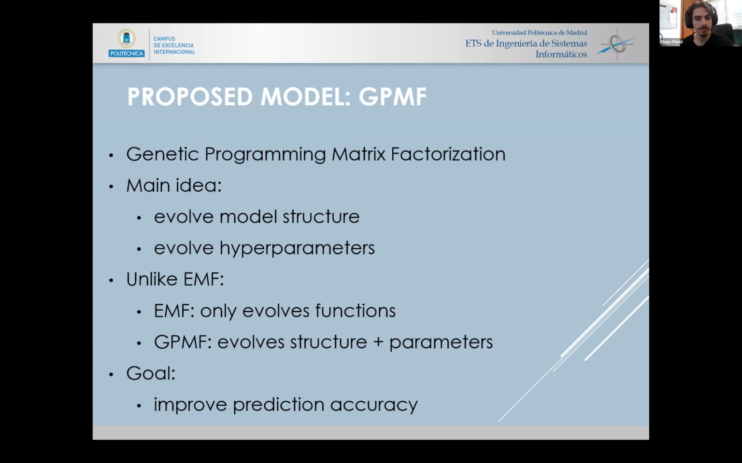To overcome the limitations of EMF, we proposed a new model called Genetic Programming Matrix Factorization, or GPMF. The main idea of this model is to increase the flexibility of the learning process by evolving not only the model structure, but also its hyperparameters. In the EMF model, genetic programming is only used to evolve the mathematical expressions that define the interaction between users and items. However, in our approach, we extend this idea by also evolving key hyperparameters, such as the learning rate, regularization, and number of iterations. This allows the model to jointly optimize both the structure and the training configuration. As a result, GPMF can explore a much larger solution space and potentially achieve better prediction accuracy.